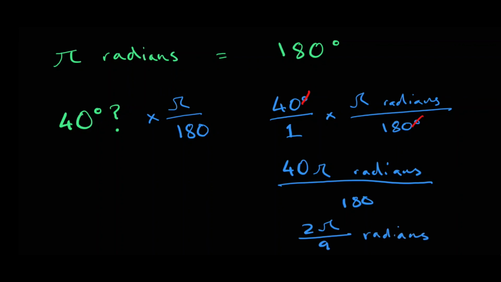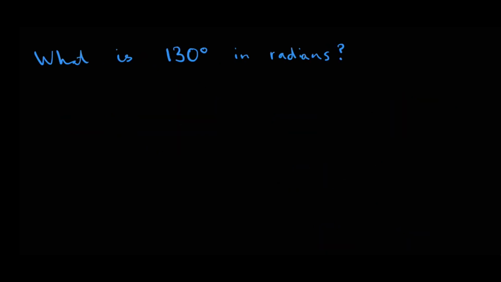So that's just showing you why multiplying by pi over 180 converts degrees to radians, but all you need to remember is to go from degrees to radians, multiply by pi over 180. Alright, here's a practice question. See if you can convert 130 degrees into radians.